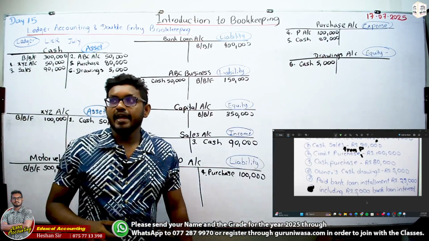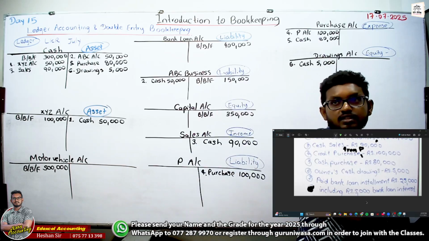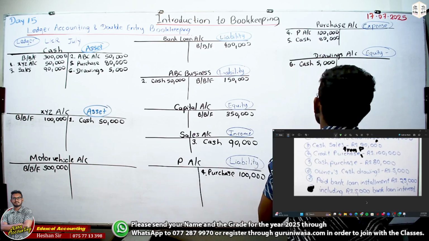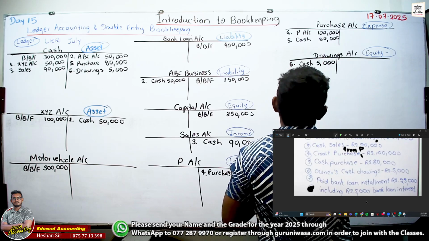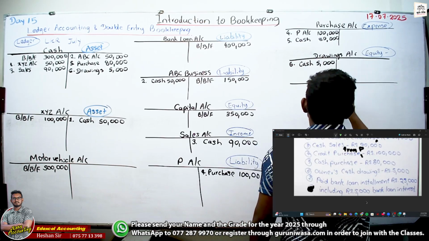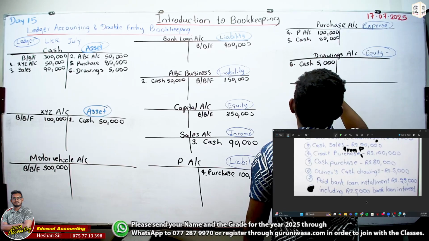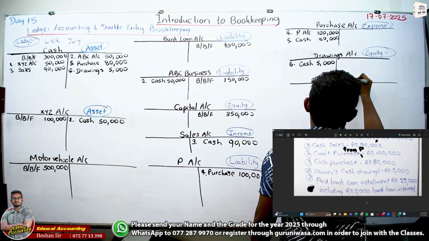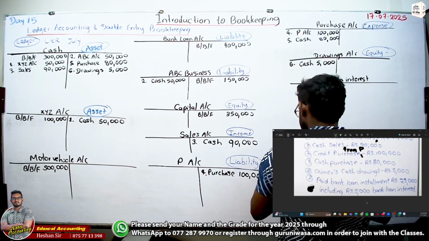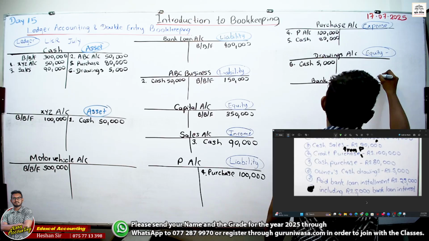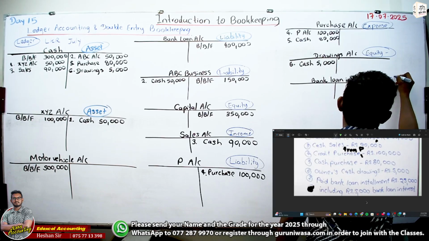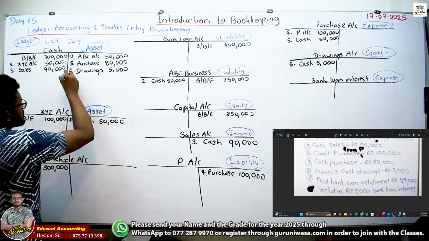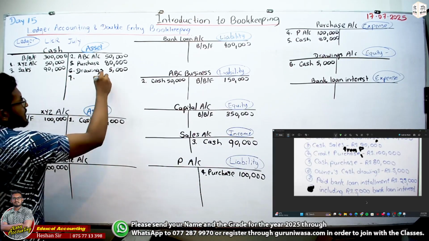Now next one. Paid bank loan installment 25,000, including 5,000 bank loan interest. This part is really important. We paid a bank loan installment. This includes bank loan interest. Bank loan interest is an expense. Out of the 25,000, 5,000 is interest. Totally we paid cash 25,000.